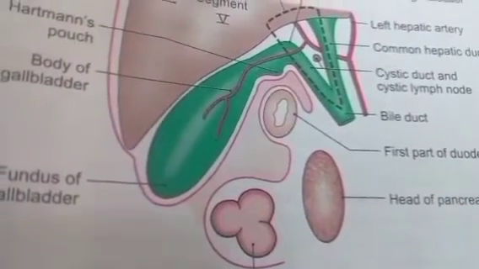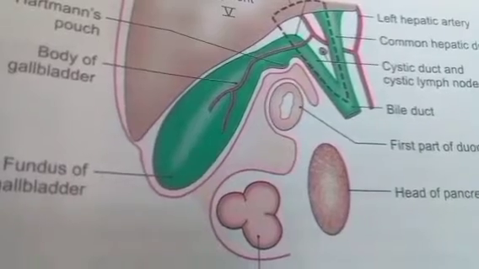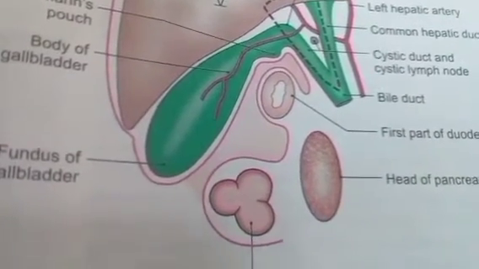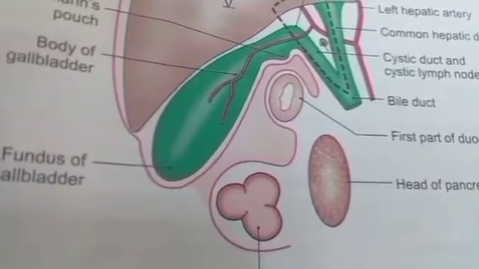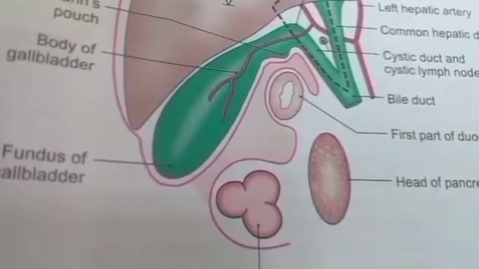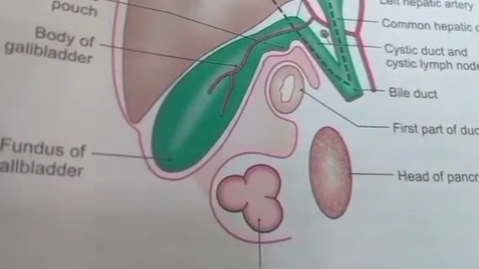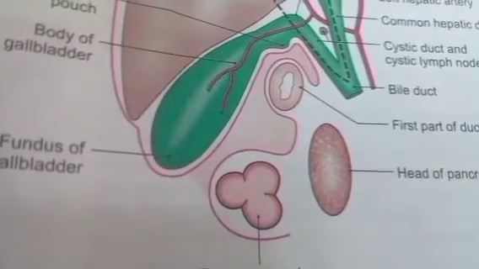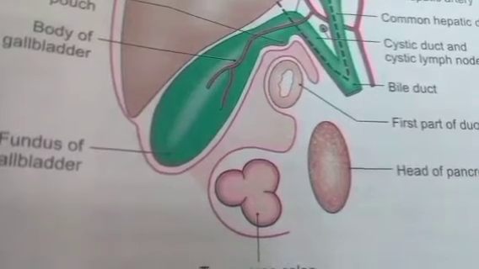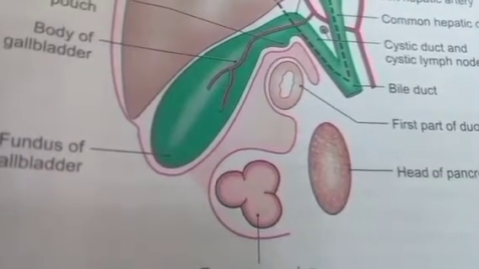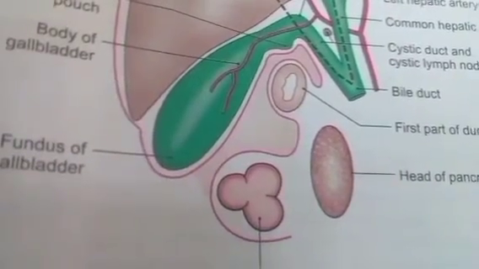The important functions of the gallbladder: the first one, it stores and concentrates the bile, which is 10 times more than the liver bile. Second, it reduces the alkalinity of the hepatic bile. Third, it equalizes the ductal biliary pressure. And fourth, the surgical removal of the gallbladder does not affect the function of the liver and hence it is not indispensable.